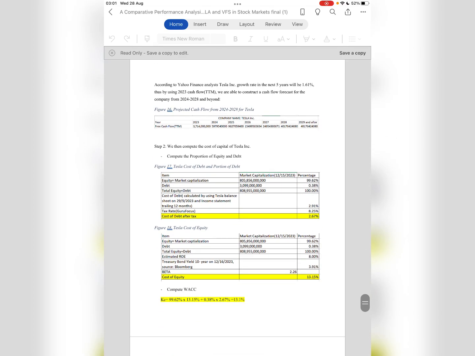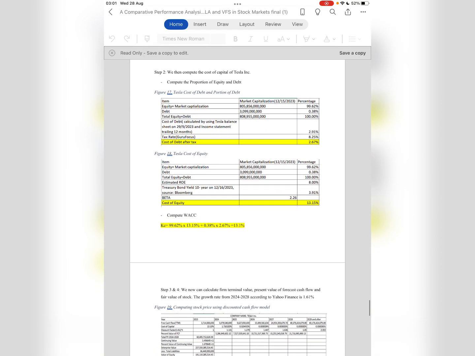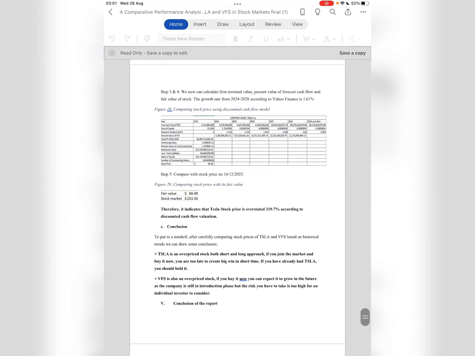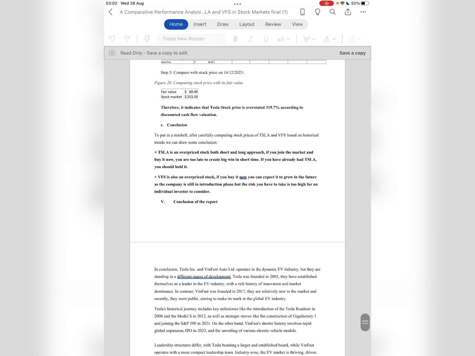So here is the step-by-step. I have the projected cash flow from 2023 to 2029. Then I have the cost of debt, the cost of equity, and I compute the WACC. Then I also calculate the terminal value, the present value of the forecast cash flow, and the fair value of the stock. Also, I compare the stock price with the fair value on Yahoo Finance, and I found out that the stock is overvalued 319%. And the last part is the conclusion.